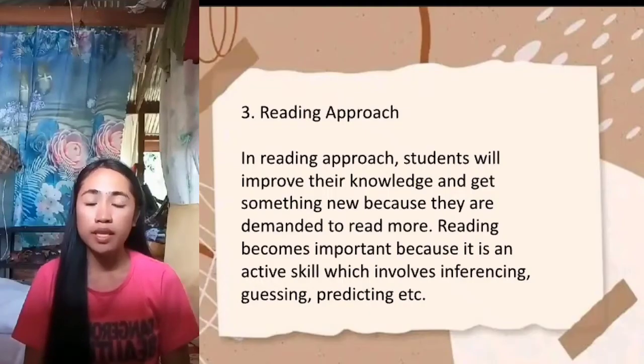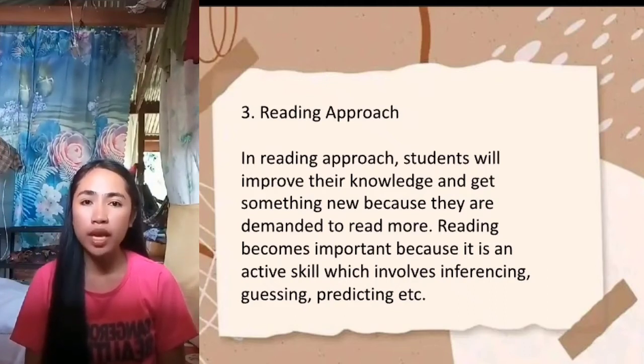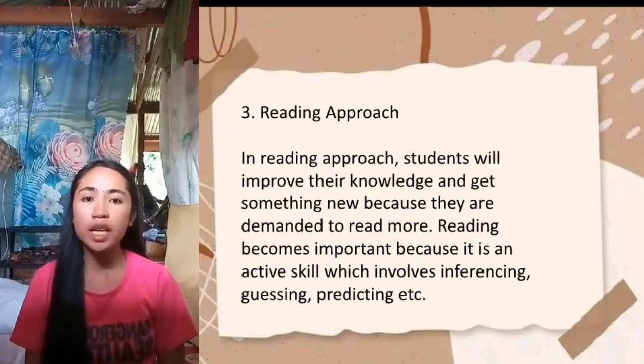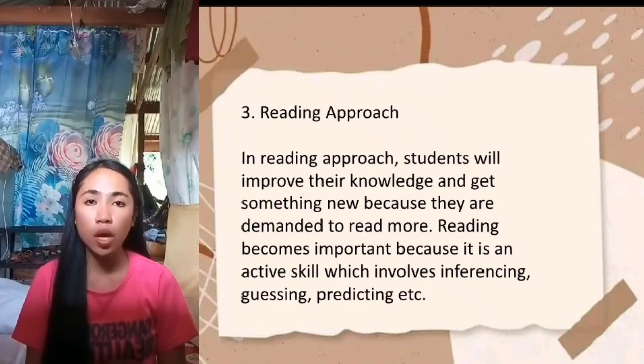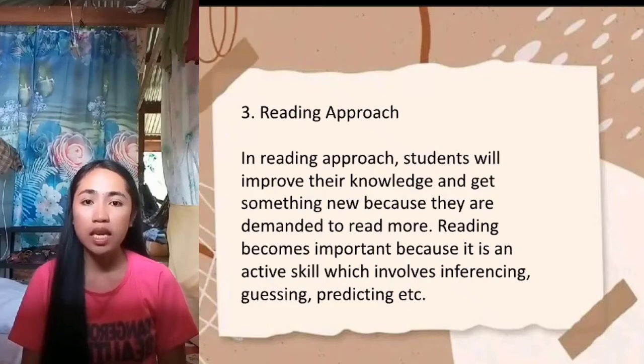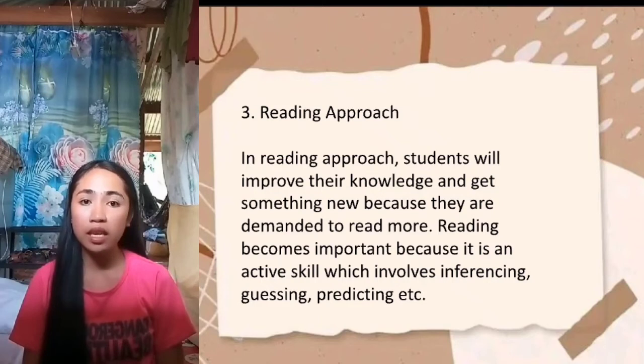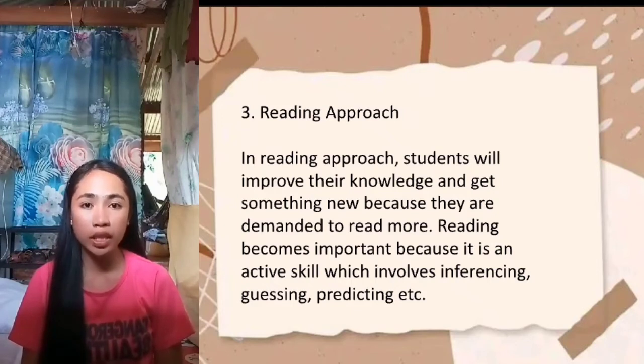The third one is reading approach. In reading approach, students will improve their knowledge and get something new because they are demanded to read more. Reading becomes important because it is an active skill which involves inferencing, guessing, predicting, etc. A student like this requires only one linguistic skill: reading comprehension. Vocabulary words are learned in context.